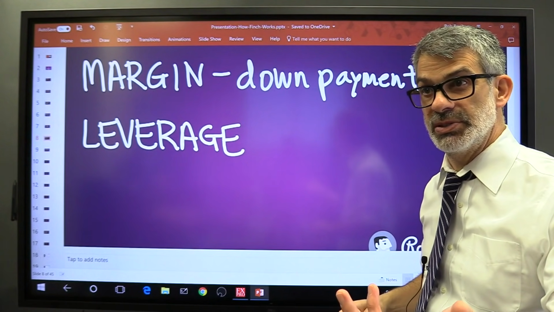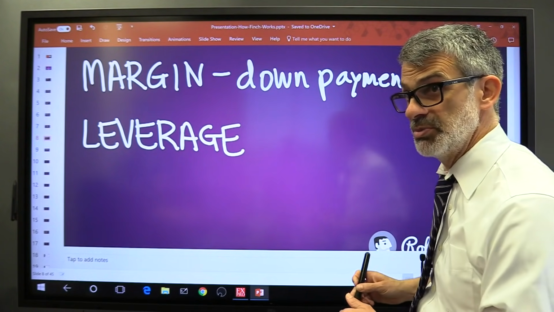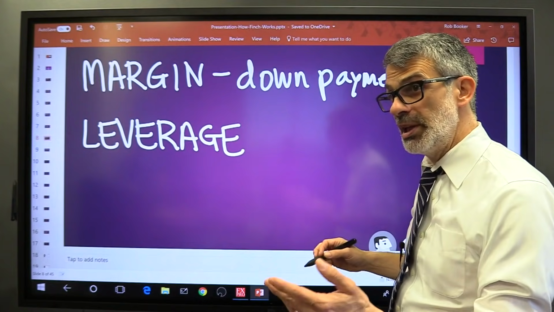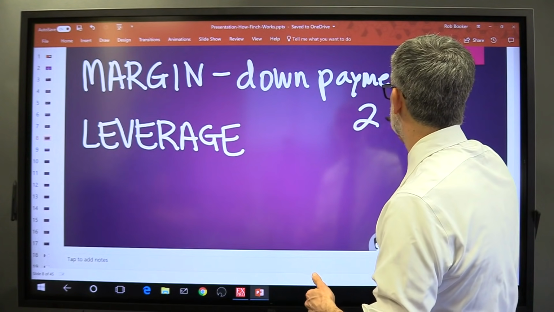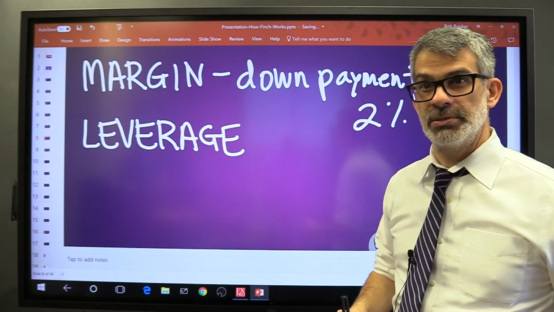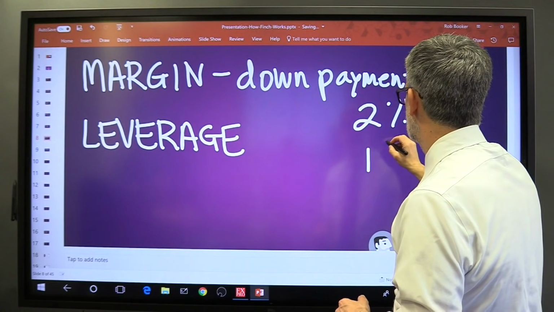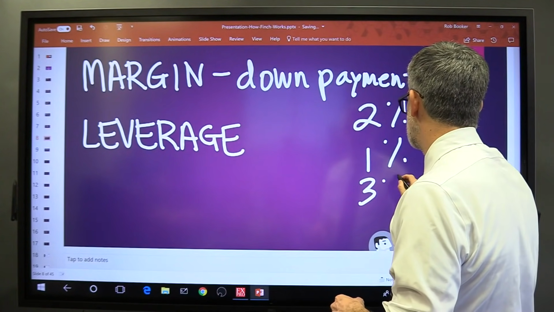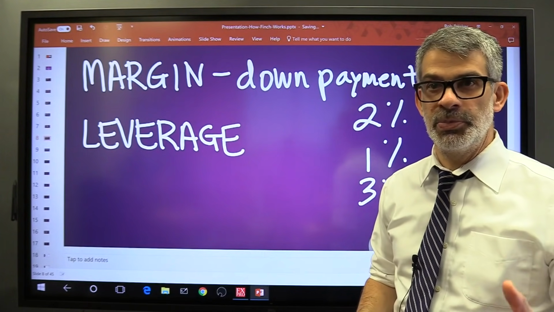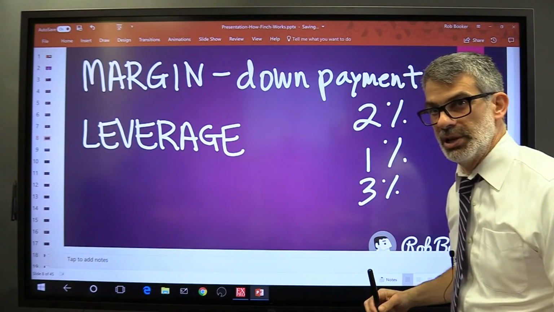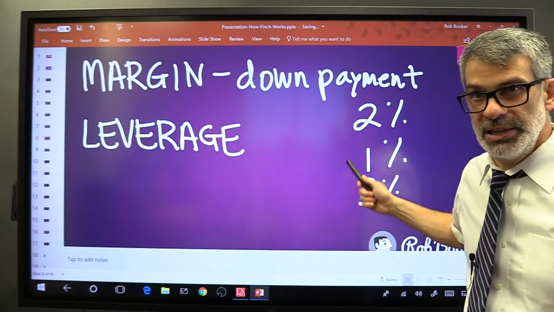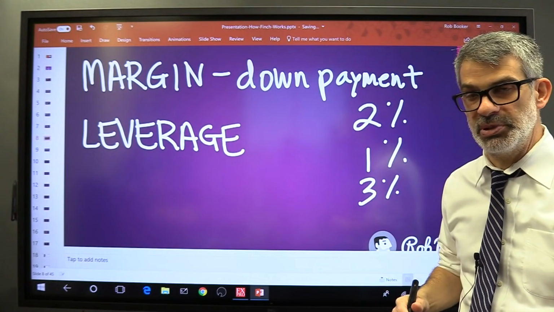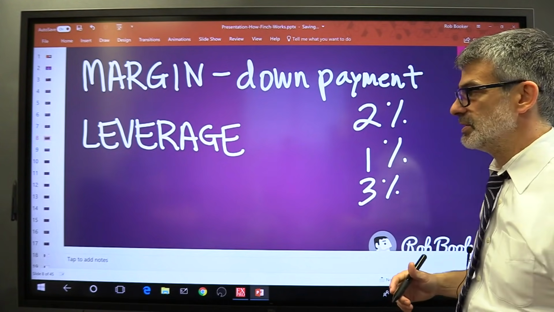Nate, sometimes that's 10%, sometimes that's 20%. Well, in the world of trading, you may only have to put up 2%. You may only have to put up 1%. You may have to put up 3%. But generally speaking, in the world of currency trading, you only have to put up a small percentage of the total value of the position in order to take the trade.